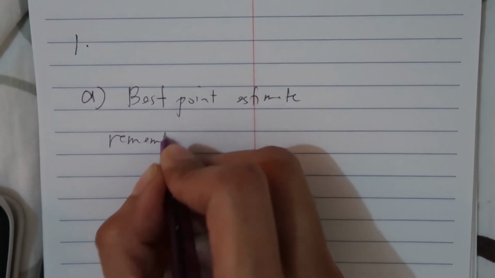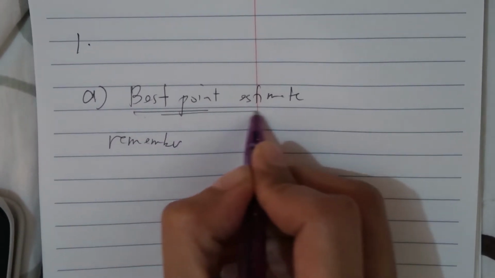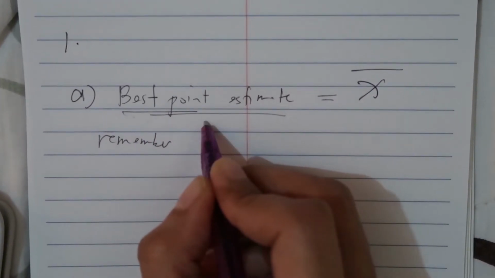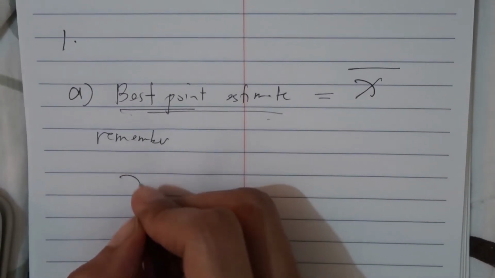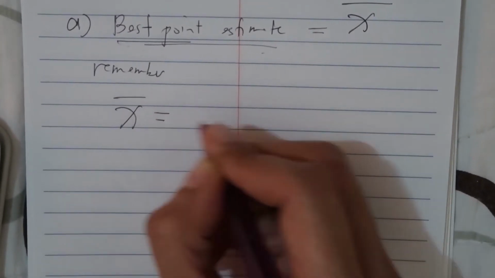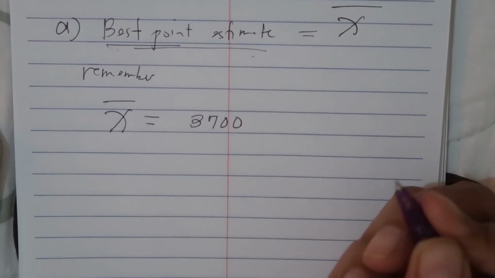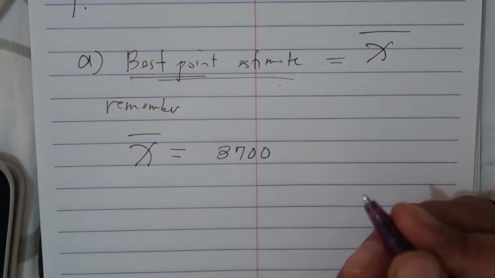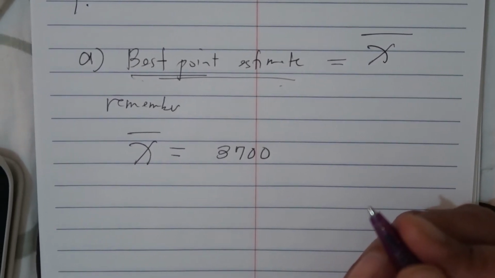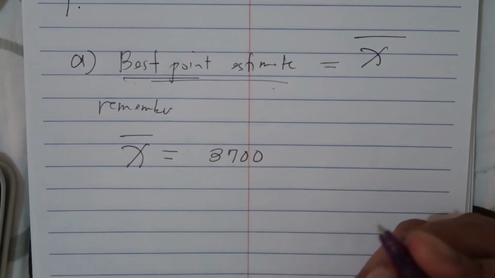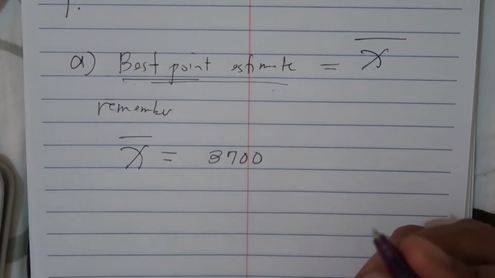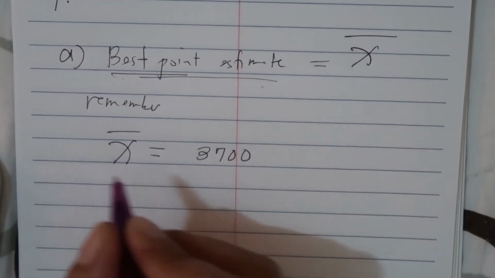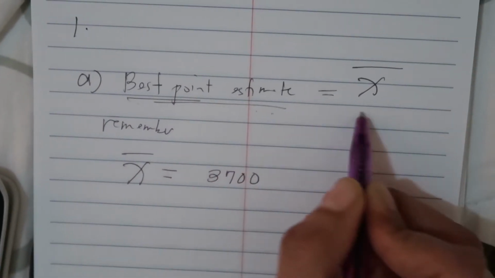So first, look for the best point estimate. Remember, your best point estimate is the sample mean. So therefore, your sample mean is equal to 3,700. Because according to the problem, a random sample of 49 visitors, it's a sample, gave a mean of 3,700. So your 3,700 refers to your sample mean. That is your best point estimate, the sample mean.